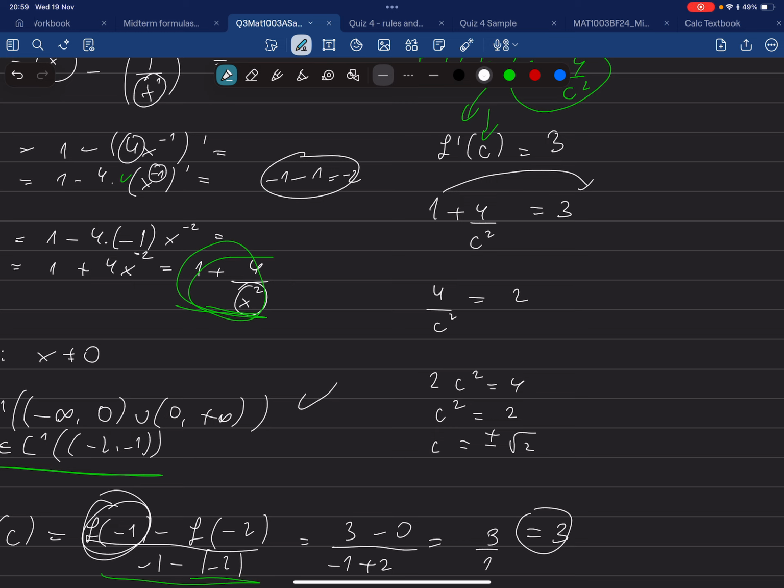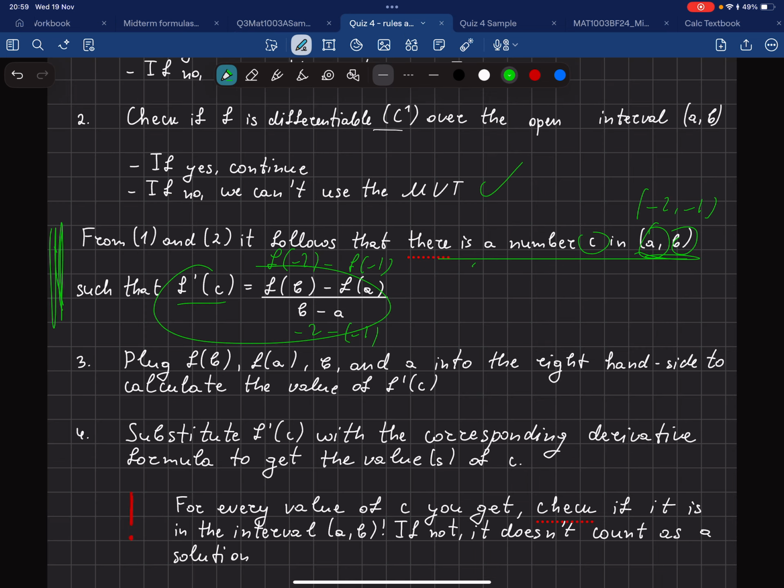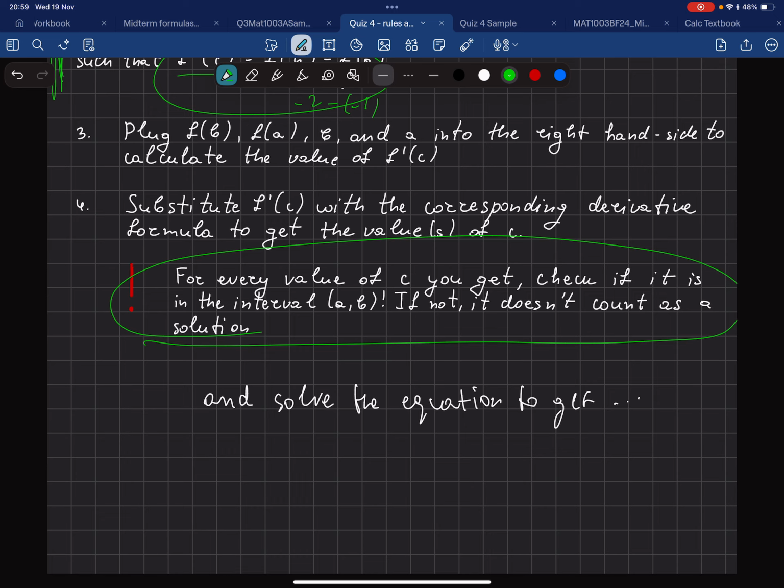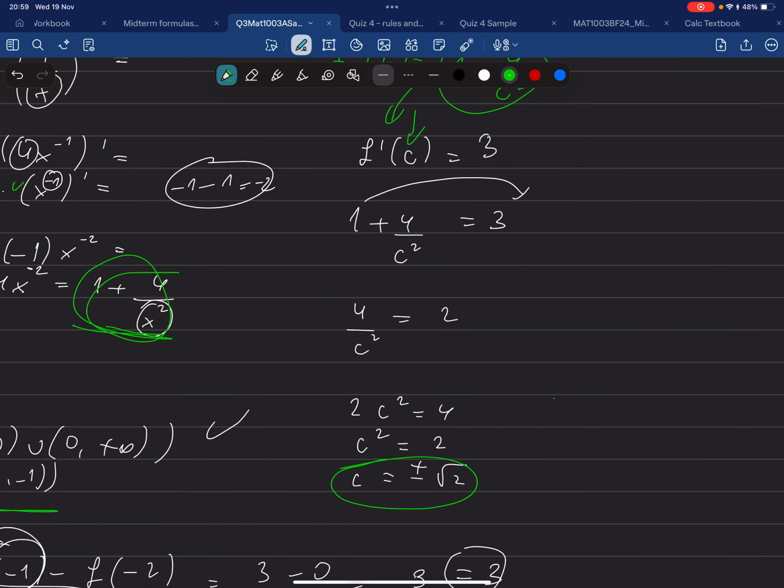Now, we're almost done. So this is what the question asked me about. It asked me for the c's, but you need to be very careful. I've written it down somewhere here. Whenever you find values for c, you need to check if they're within the interval you're working with. So in our case, the interval is minus 2 to minus 1. If I take positive square root of 2, this is not in the interval, so it doesn't count. If I take minus square root of 2, this is within the interval. It's exactly between minus 1 and minus 2. Therefore, this is the only valid c I would have.